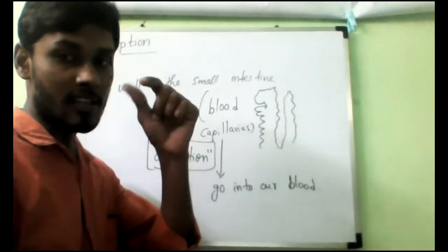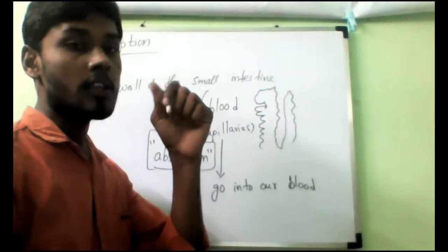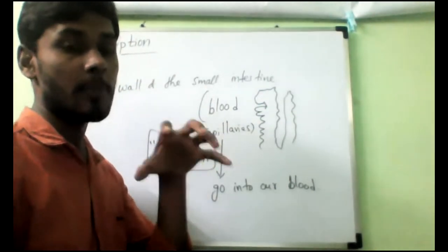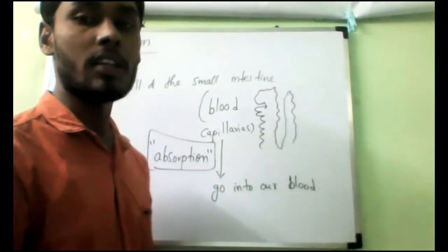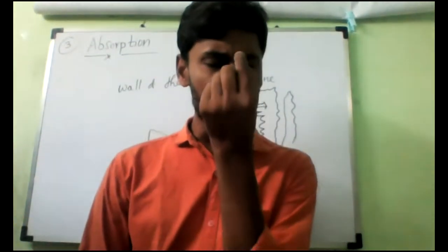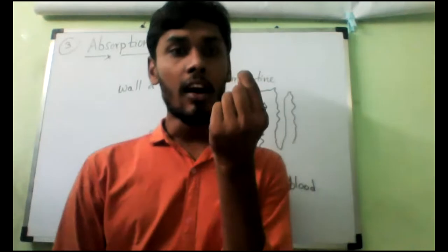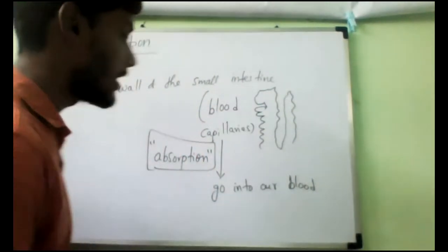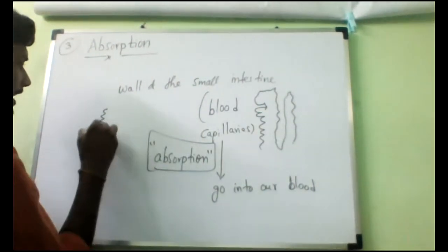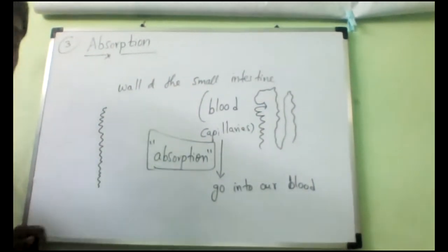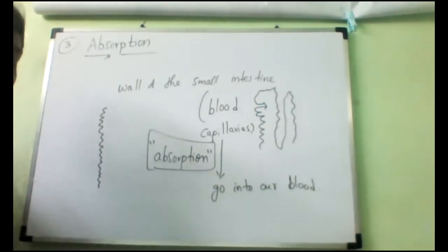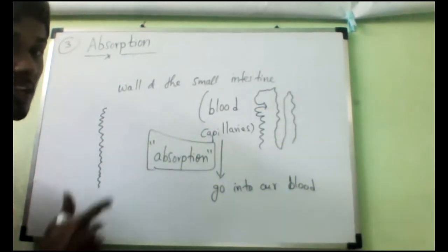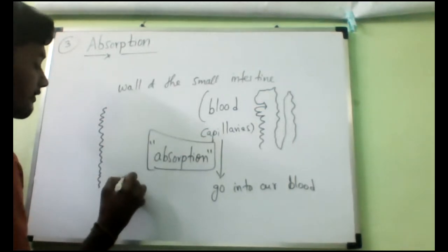The small intestine is adapted for absorbing the digested food. The inner surface of the small intestine has millions of very tiny finger-like projections. I will show you the real intestine as well as these small finger-like projections. That is what we call villi.